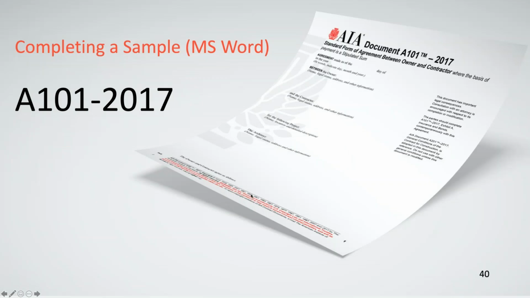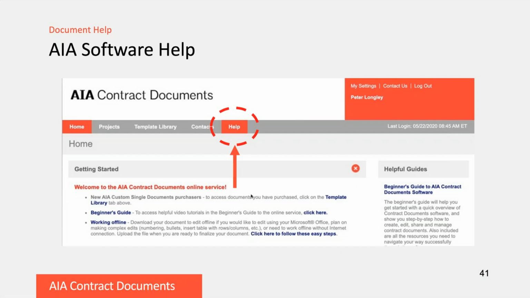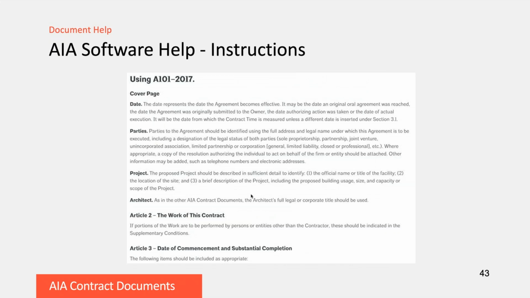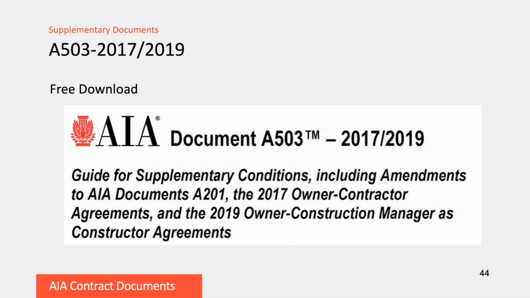Okay, so we've completed our sample document. I will tell you that there's a host of very valuable resources that would give you a lot more information about the A101 than we talked about in today's meeting. If you're in the AIA software, just click on Help, and you can go there and you can search for the guide, or in this case, the instructions on the A101. And after you've found it, bring it up. You can see there's a little synopsis on the document. There's a description of what each of the items are that have to be filled out within the document.